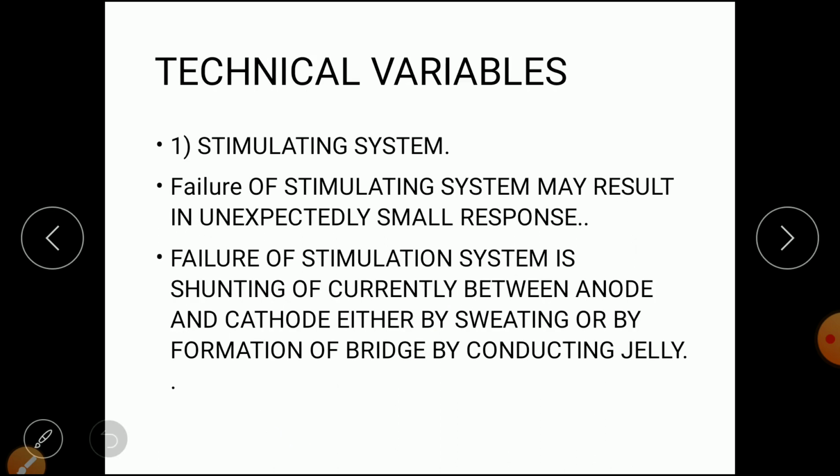Now the technical variables, in which we also have three. The first is the stimulating system. Failure of the stimulating system may result in an unexpectedly small response. If there is a problem in the system, then whatever nerve velocity we measure, the response will come out small or unexpectedly wrong.